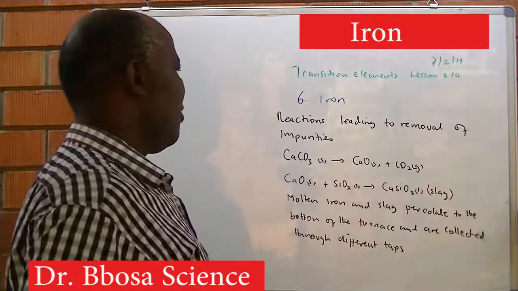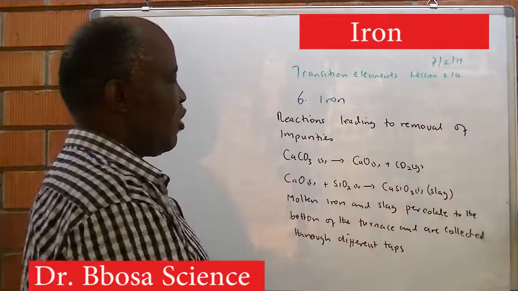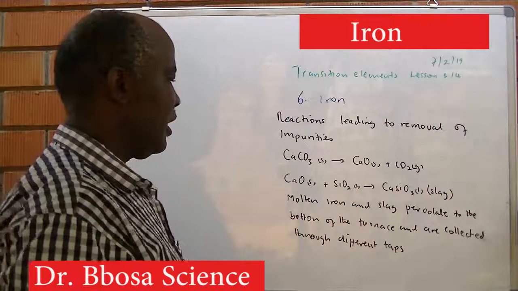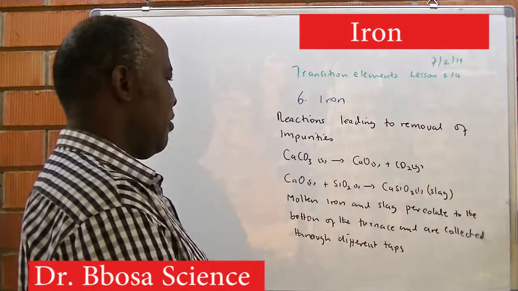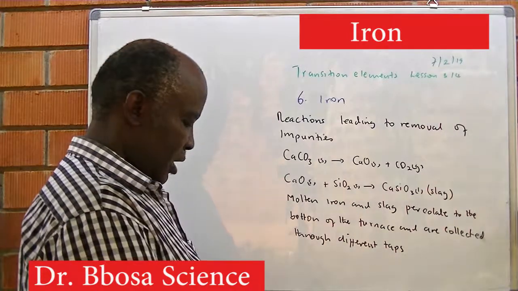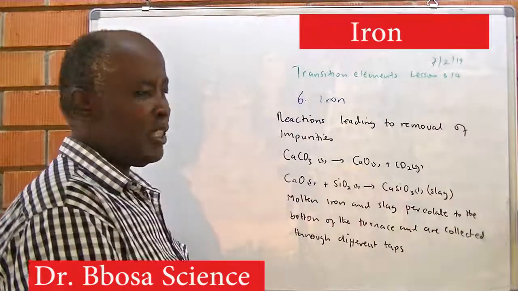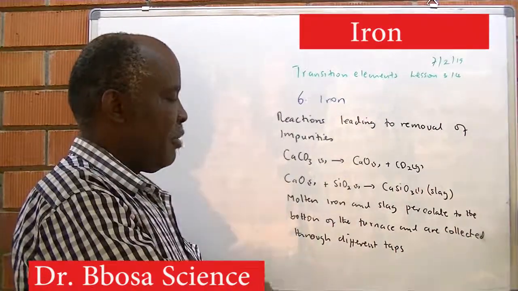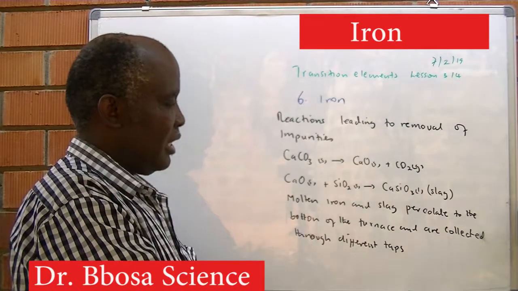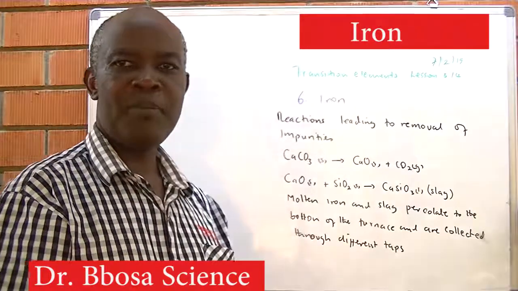Reaction is leading to removal of impurities. Calcium carbonate will decompose at high temperature to calcium oxide and carbon dioxide. Then calcium oxide will react with silicon dioxide to form liquid silicate, calcium silicate, which is slag. Then molten iron and slag percolate to the bottom of the furnace and are collected through different taps.